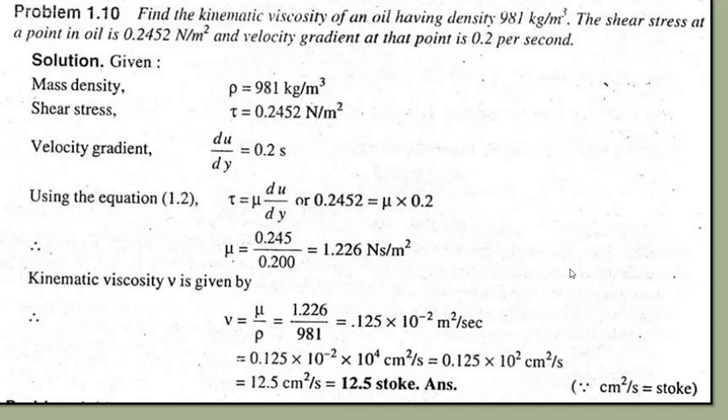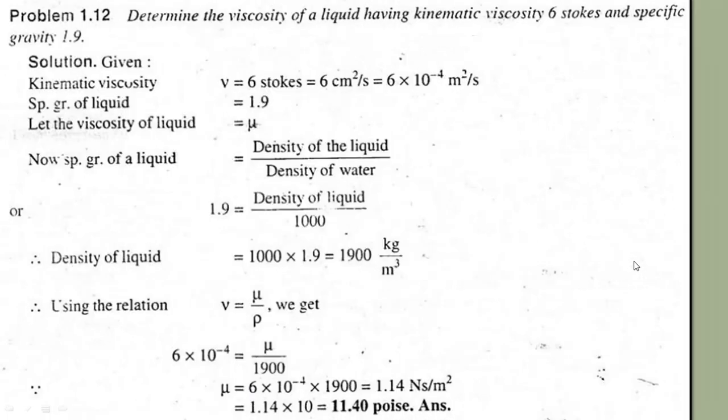Here I have given the conversion: 1 Stoke is equal to 1 centimeter square per second. 1 centimeter square per second is equal to 1 Stoke. So 12.5 centimeter square per second is equal to 12.5 Stokes. Then determine the viscosity of a liquid having kinematic viscosity 6 Stokes and specific gravity 1.9.